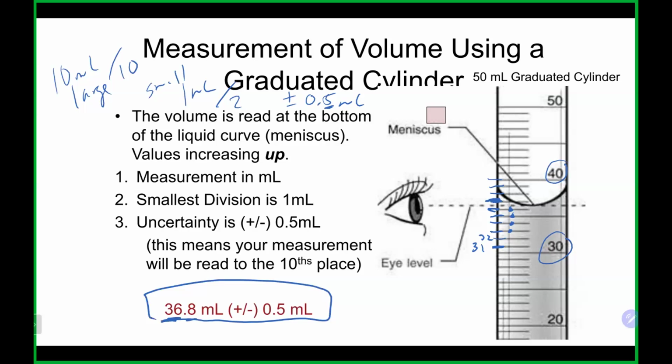This would have how many significant figures? 3. And the uncertain number here is our estimated digit. It is the 8 here, right? And again, uncertainty lies in here. Question on that one there?